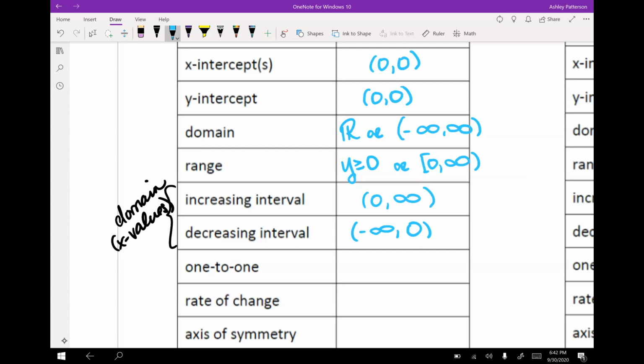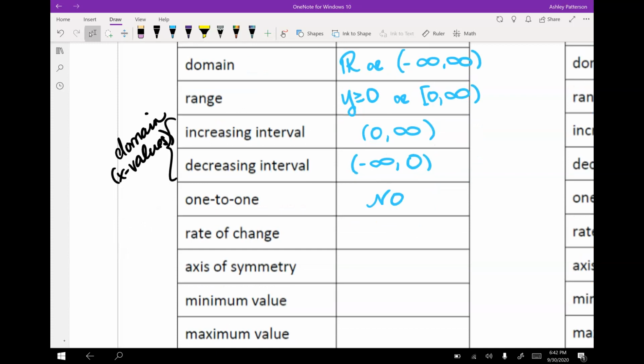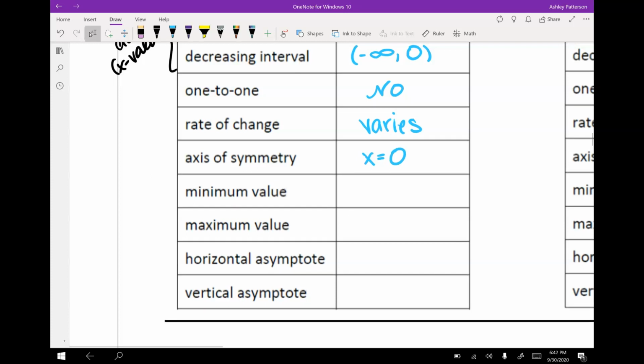It is not 1-to-1 because it does not pass the horizontal line test, which means that there are 2 x's corresponding to 1 y. Our rate of change varies because there is not a constant rate of change from one point to the next consistently. Our axis of symmetry is always x equals h, so for us it's x equals 0. The parabola opens up, so there is a minimum value.